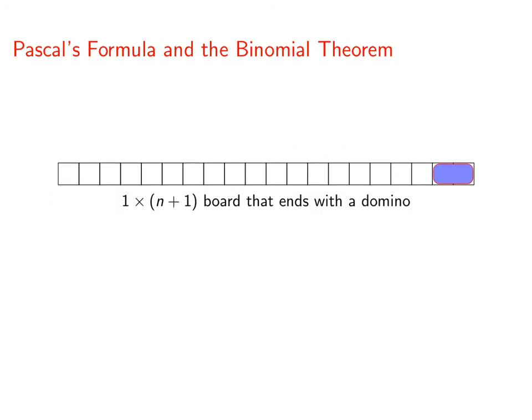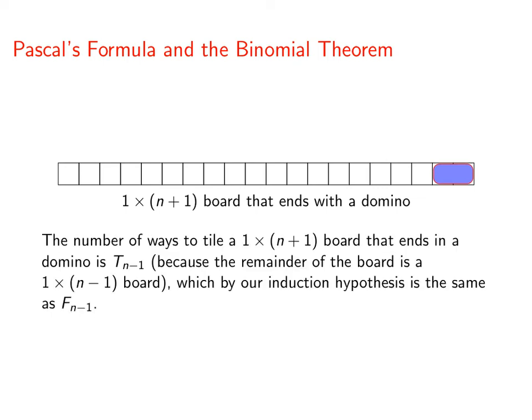What about a 1 by n plus 1 board that ends with a domino? Now, the number of ways to tile a 1 by n plus 1 board that ends in a domino is t sub n minus 1. Why is that? Once we've covered up two spaces with a domino, then what's left over is of size n minus 1, and the number of ways of tiling that remaining board is t sub n minus 1 by definition, and by our induction hypothesis, that's the same as f sub n minus 1.